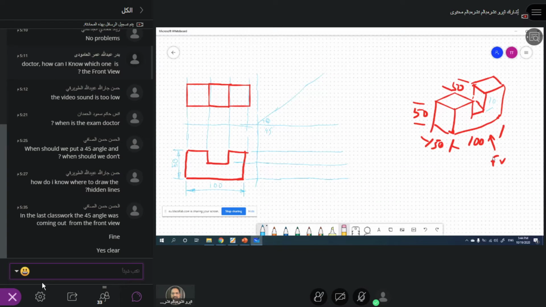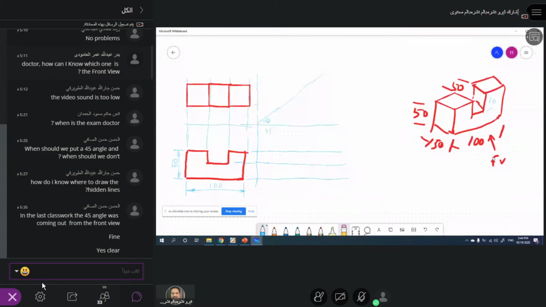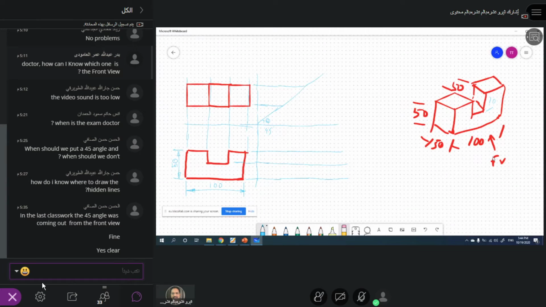Then I draw the construction line from here, from the top view. So this will go all the way hitting here. Then I extend this line, which will cut from here, and so this is the extension line. So I don't need to measure anything now. I just see now what I do.